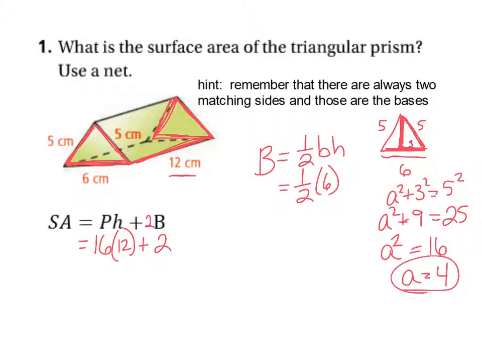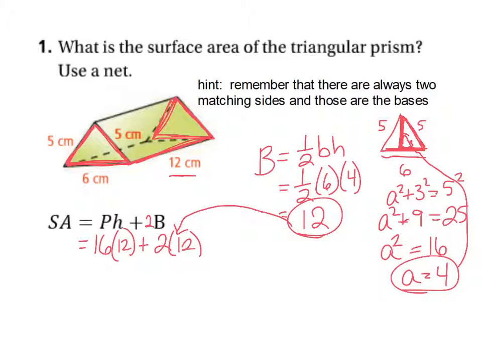Okay, a is, and that's the height, right? That's going to be that measurement there, so I'm going to put a 4 here for the height. So 1/2 of 6 is 3, times 4 is 12. And that 12 gets put in right there for capital B. All right, now you're ready to go to your calculator and do 16 times 12, and that's 192. Plus 2 times 12, that's 24. Add those together, and you get 216 centimeters. It's still surface area, so we square the units on that.